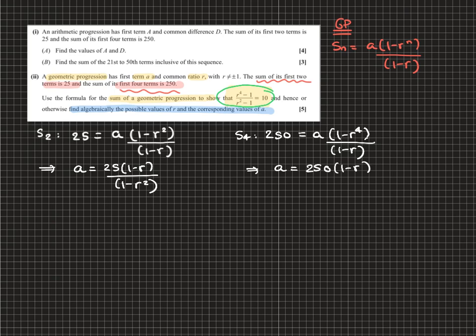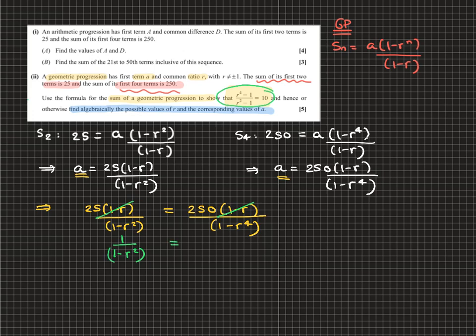And both results are, of course, equivalent to a, which means we can equate both results. So this then tells me 25, 1 minus r over 1 minus r squared equals 250, 1 minus r over 1 minus r to the power of 4. Now, r is not equal to 0, otherwise you wouldn't have any sort of sequence at all. So let's cancel out 1 take away r on both sides, and we can also divide by 25. So we're left with 1 over 1 minus r squared equals 10 over 1 minus r to the power of 4.